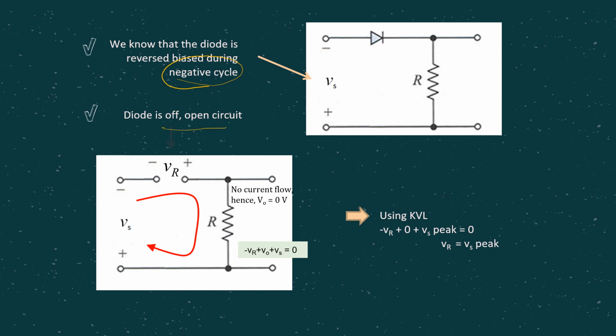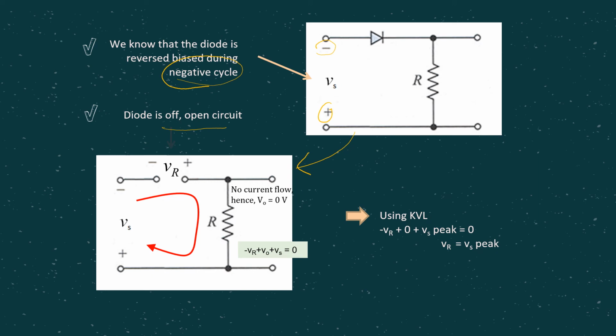So in this case, for the negative half cycle, Vs is represented with negative and positive polarity like this. For the same circuit, we may represent the diode like this, where we have negative Vs to indicate the negative half cycle. Since the negative terminal of Vs is connected to the diode, the voltage across the diode we give as negative Vr.